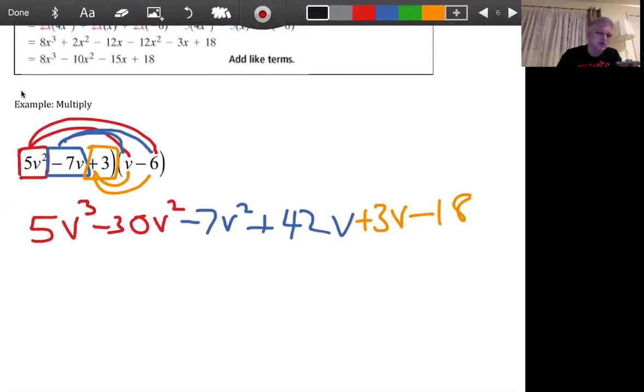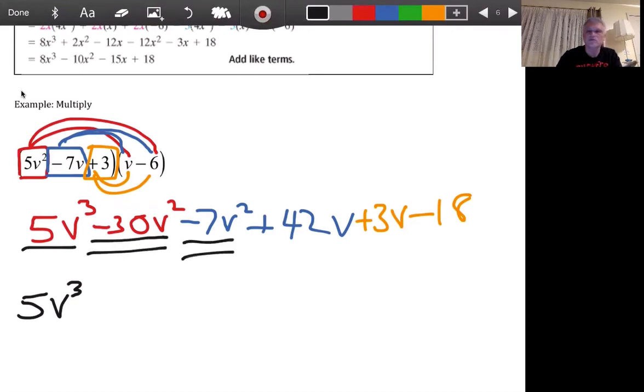Okay, so let's start with 5v cubed. There are no other terms with v cubed and only v cubed in them. Next, let's look at v squared. Well, we got 2 terms with v squared. Minus 30 v squared and minus 7 v squared. Minus 30 minus 7 is minus 37. Don't forget your v squared.